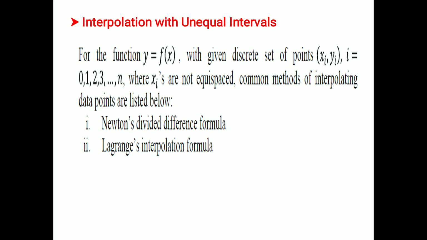Now let's discuss interpolation with unequal interval. For the function y is equal to f of x with a given discrete set of points xi, yi, where i runs from 0, 1, 2, 3 and so on up to n, where the xi are not equispaced. Common methods of interpolating data points are Newton's divided difference formula and Lagrange's interpolation formula. These two formulas are used to find the interpolating values of the data for unequal intervals. Out of these two, in this session we are going to discuss Lagrange's interpolation formula.